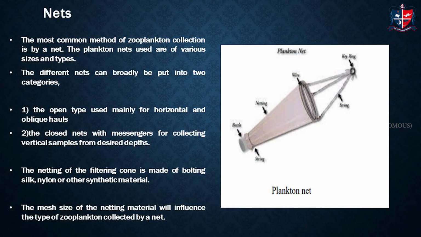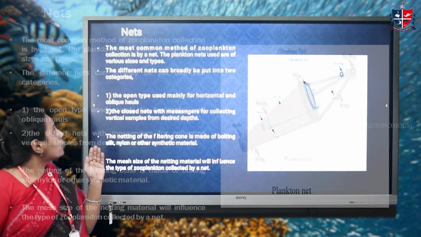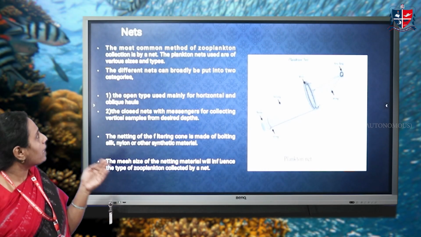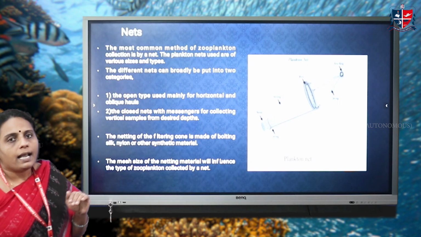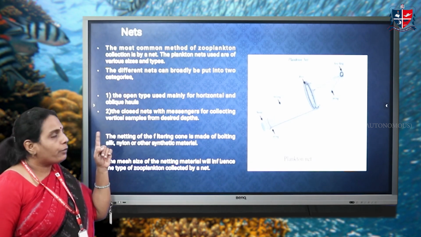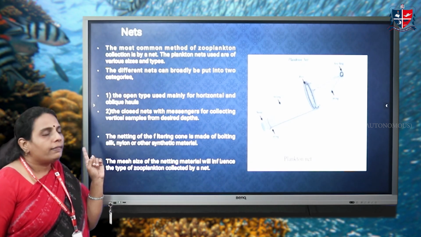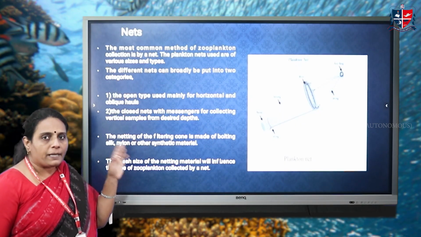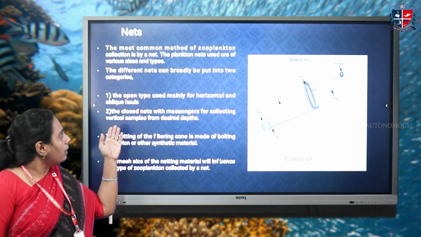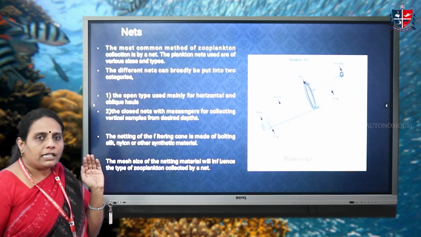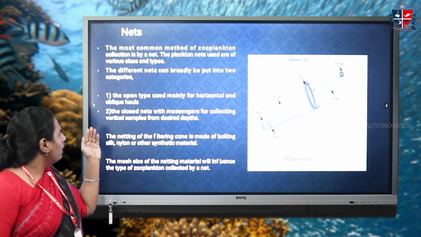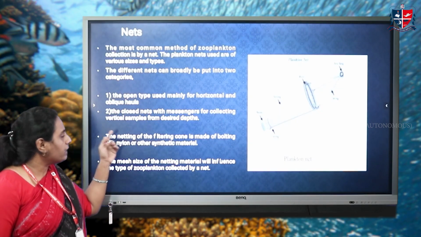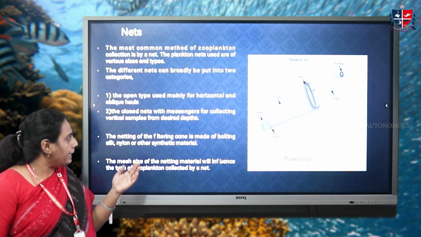Then about the nets, the most common method of zooplankton collection is by a net. The plankton nets used are of various sizes and types, and the different nets can broadly be classified into two, that is open type and closed nets with messengers. The open type nets are mainly used for horizontal and oblique hauls, and the closed nets with messengers are used for collecting vertical samples from desired depths.